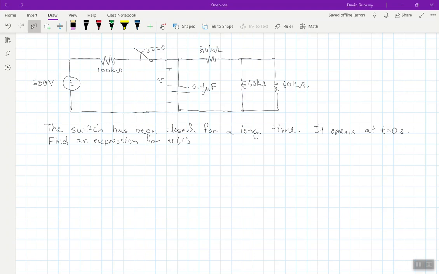Okay, so let's look at this circuit here. It says the switch has been closed for a long time. It opens at t equals 0 seconds. Find an expression for v at t.